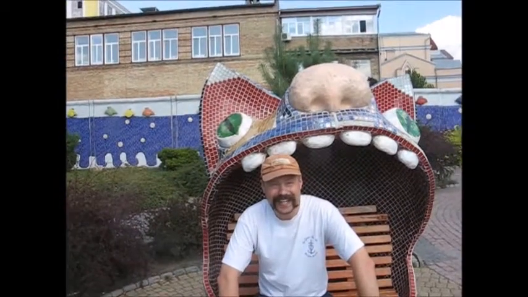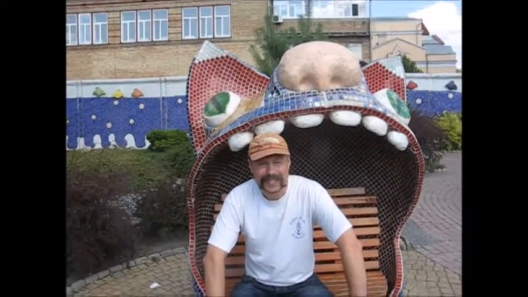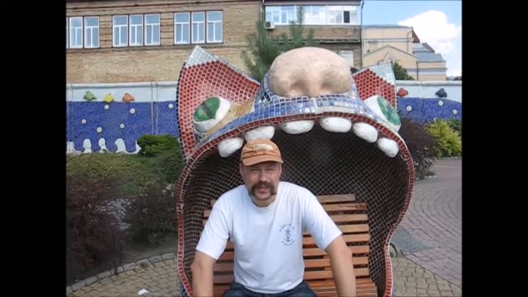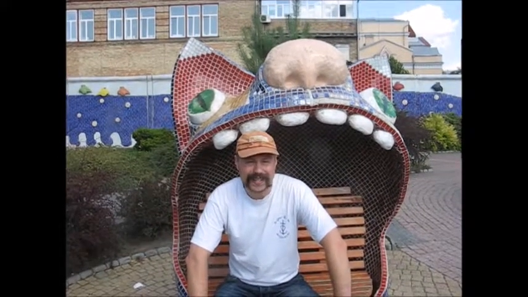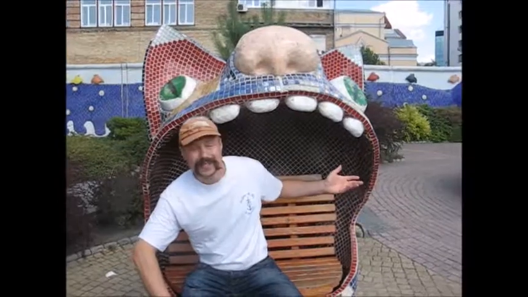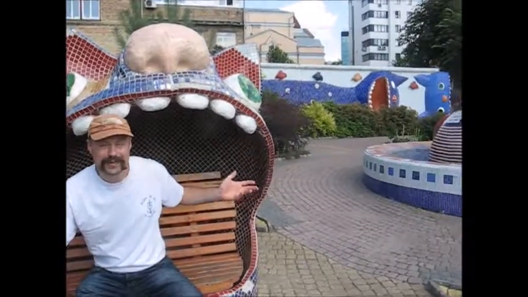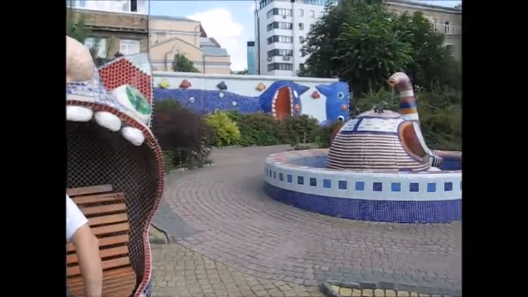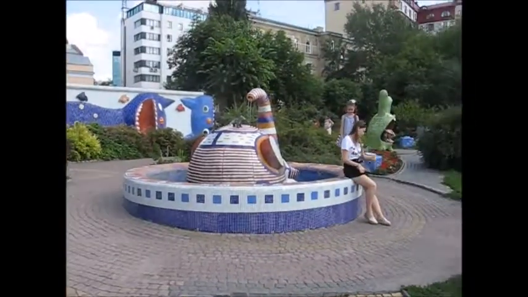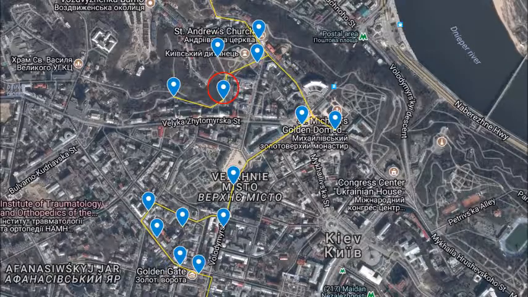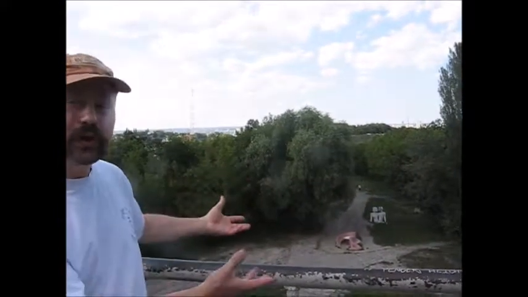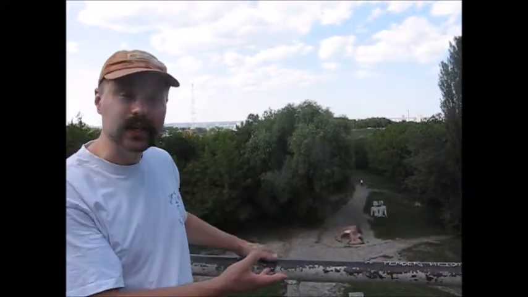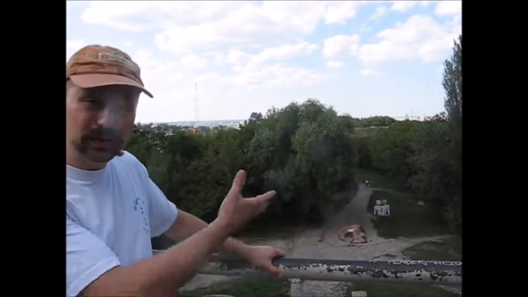This is a modern art site created by Skritutsky, which is located on Peyzazhna Alley, and it is a very popular site for kids and families to spend their weekends. Kyiv has an extremely complex landscape. Its hills, valleys, and ravines create the beauty of our city and allow us to preserve a lot of natural sites.